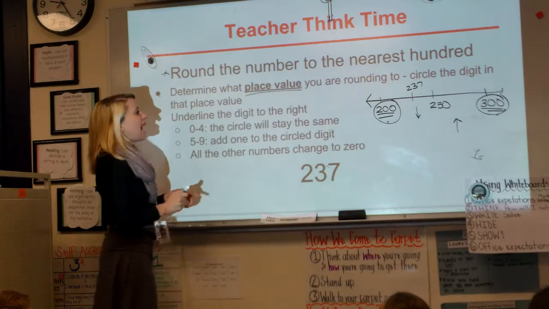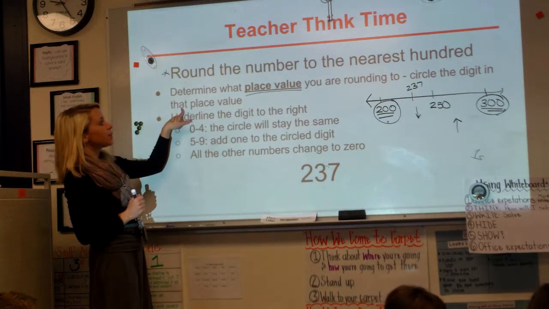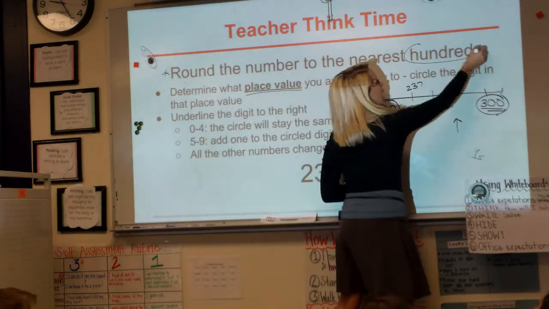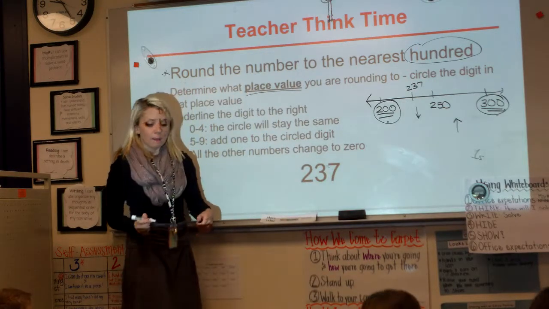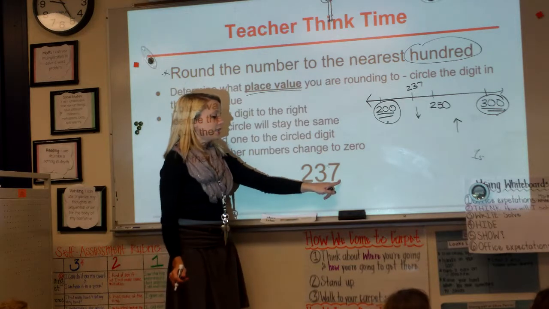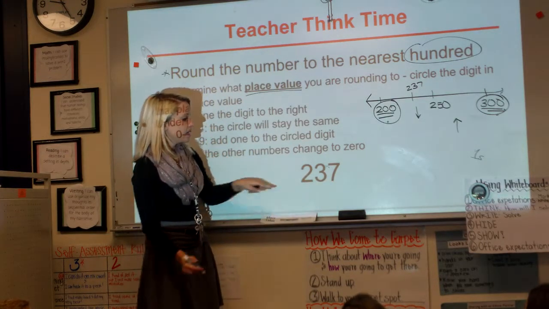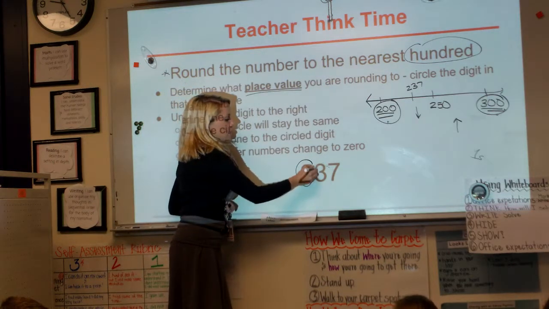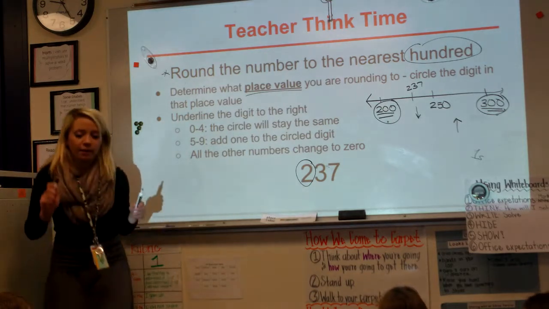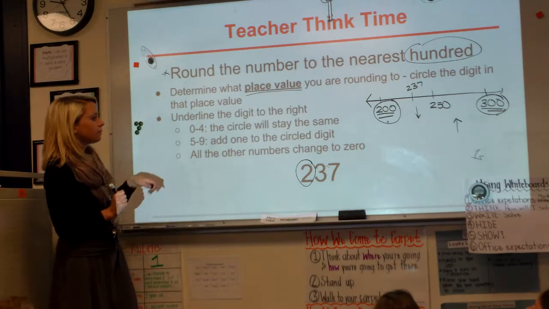So first, I need to determine the place value that I'm rounding to and then circle that digit in the place value. I know in 4th grade that I'm rounding to the nearest 100. Because of my place value knowledge, I know that the 7 is in the ones, the 3 is in the tens, and the 2 is in the hundreds. I'm going to circle that digit because that's the place value I'm rounding to.